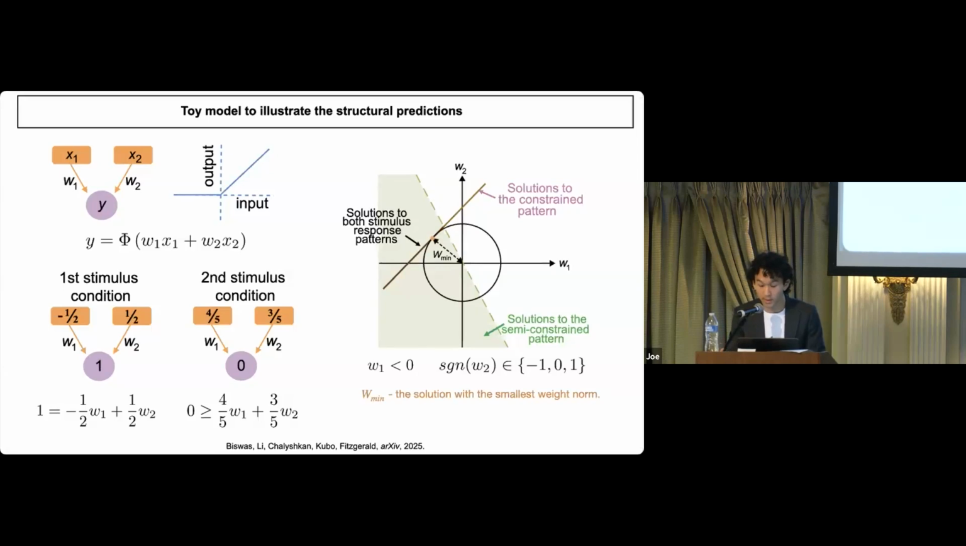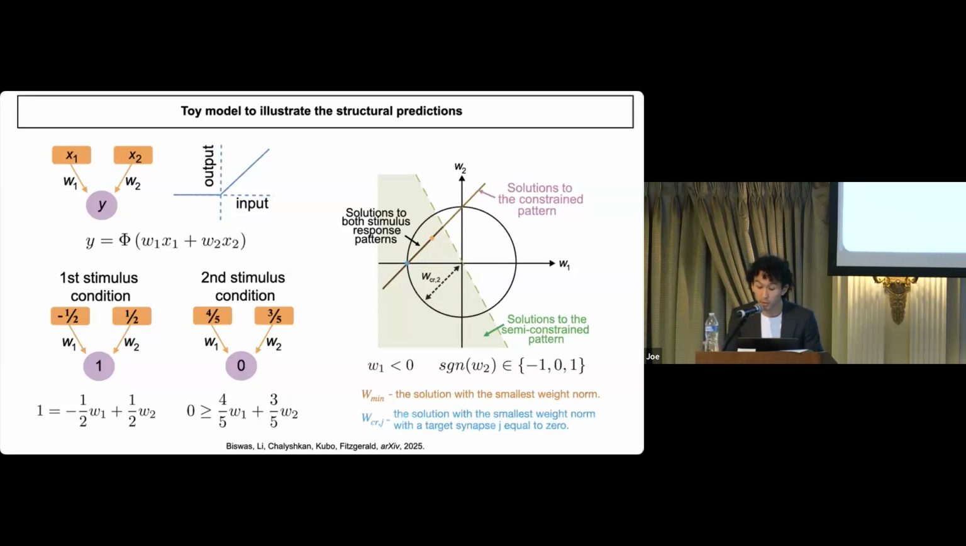First, we can find the solution with the smallest L2 norm, which we'll call W-min. That helps us to predict the sign of the most optimized solution for the synapse. Second, we can find W critical, which is the smallest weight bound required to make an individual synapse equal to 0. The interpretation of W critical is that if a biological bound was here in this blue dot, then we would have known that the synapse W2 exists and is always positive.